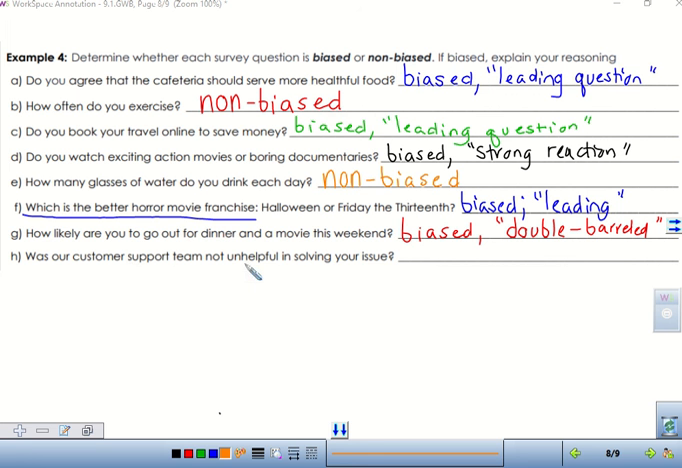Was our customer support team not unhelpful in solving your issue? Just confusing. They could have said, were they helpful? Yeah, so this is biased for several reasons. It's confusing, first of all. And we could also probably say that this might be a leading question, right?